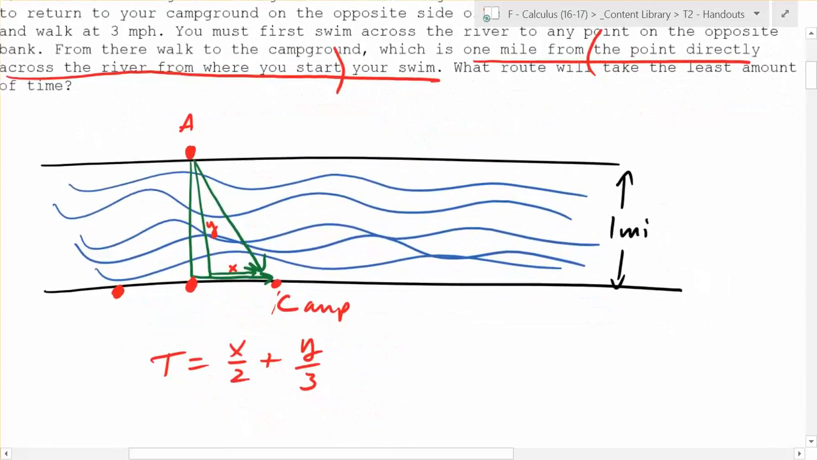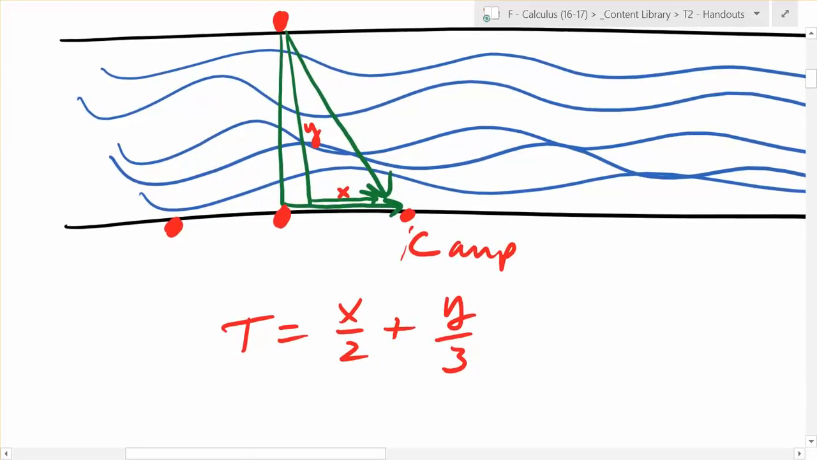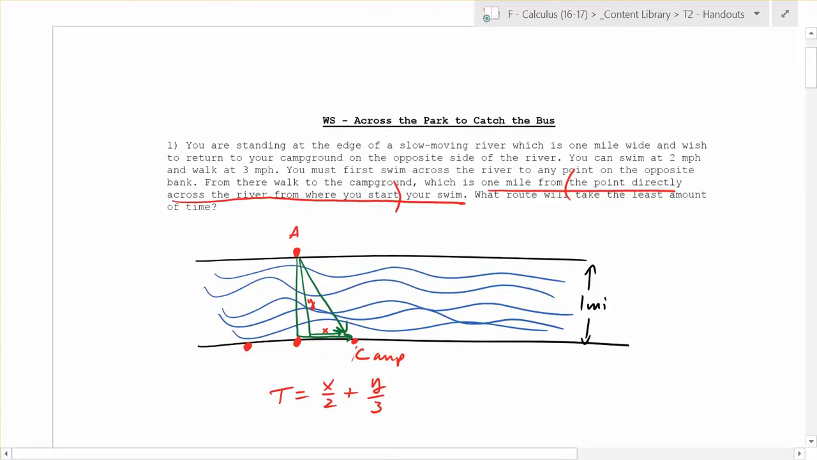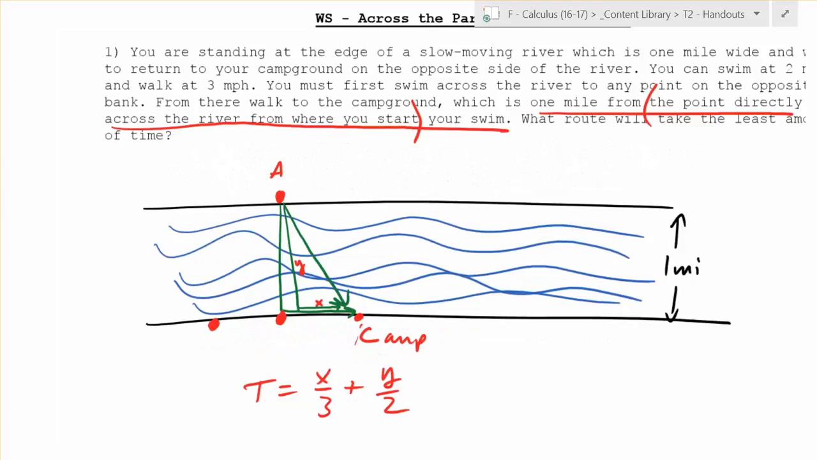Why is y over 3? Because you walk at, sorry, you swim at, is it y over 3? Interesting. You can swim, oh no, you can swim at 2. It's got to switch those, Noah. It's x over 3 and y over 2. I mean, it wouldn't be that insane, maybe terrible terrain. You might have really mountainous terrain. You could swim faster than you could walk on certain terrain. Is that correct? We're good with this?